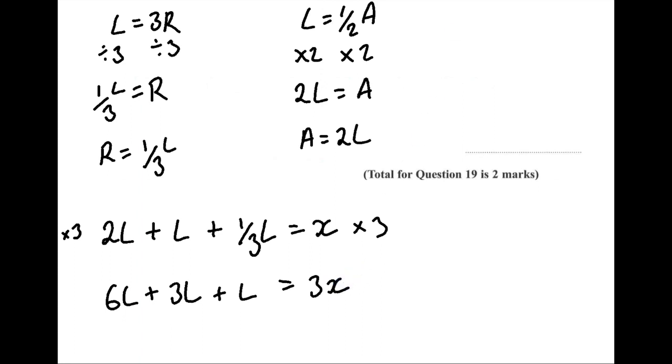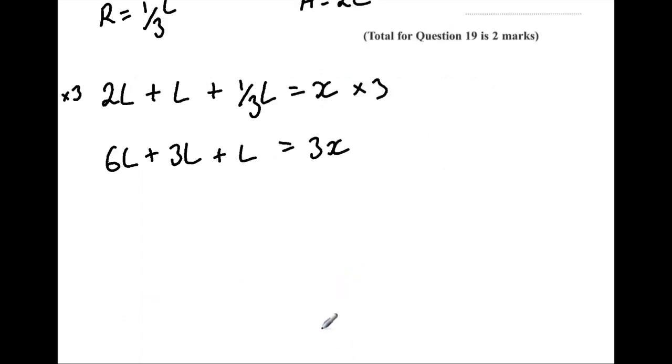3X. Now I'm going to collect like terms. And we have 6L plus 3L plus L, which is 10L equals 3X. I'm going to divide both sides by 10.